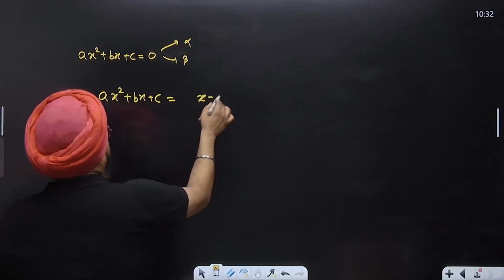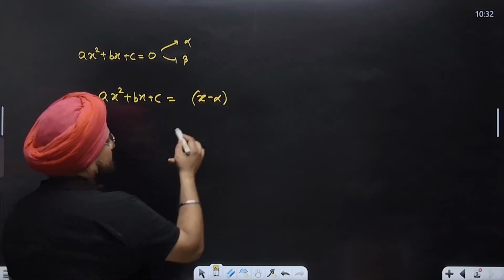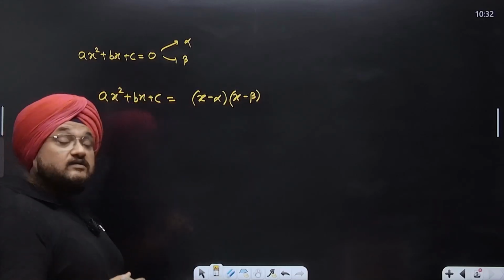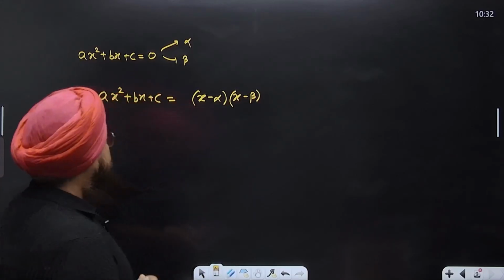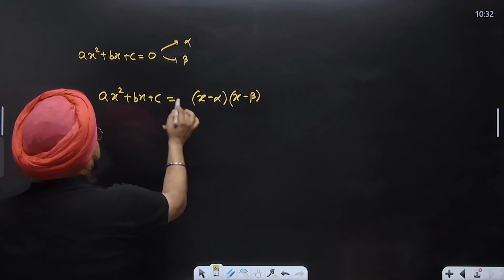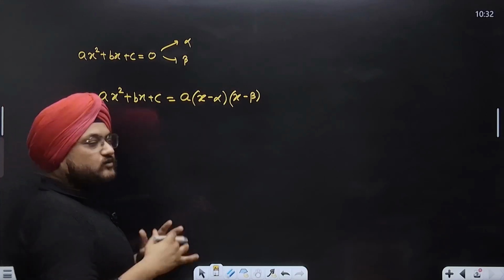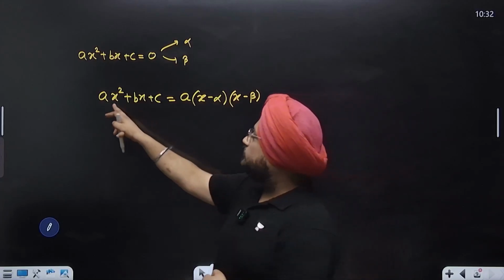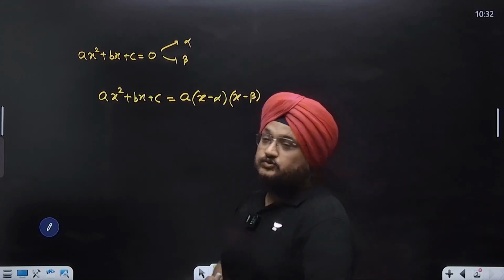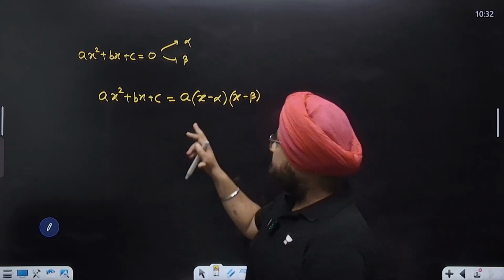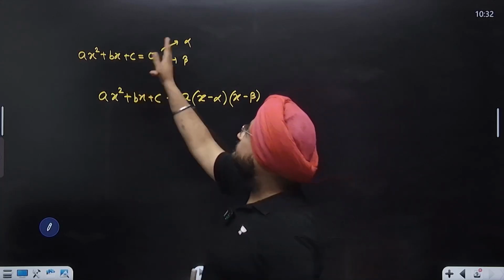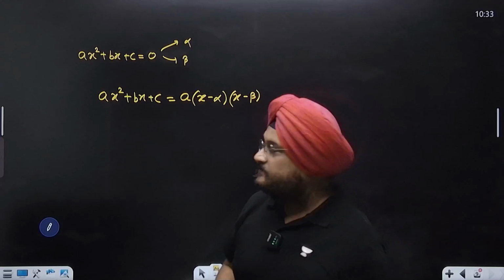So x minus alpha is a factor. Similarly, x minus beta is also a factor. The quadratic expression will have exactly two factors. So we are putting equal sign, so the leading coefficient must be equal. So we can also write this quadratic expression ax square plus bx plus c as a times x minus alpha times x minus beta, provided the roots of the equation are alpha and beta.